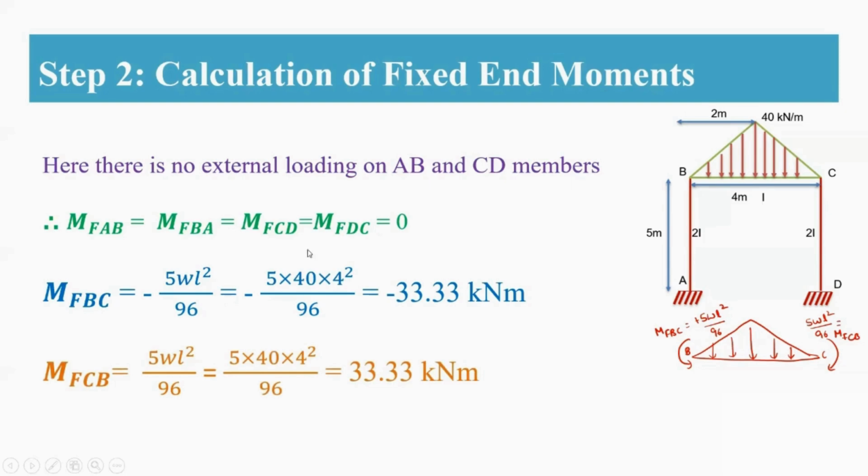So here the loading is 40 kilonewton per meter and the span is 4 meters. By substituting these values, you are getting MFBC is minus 33.33 kilonewton meter and MFCB is plus 33.33 kilonewton meter. So this is how you're going to calculate your fixed end moments.